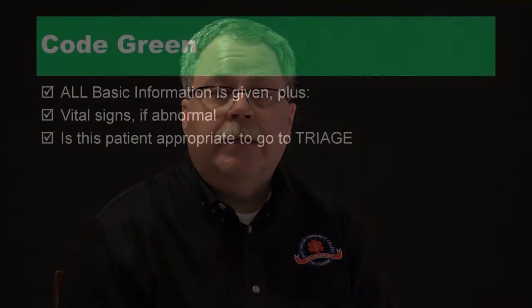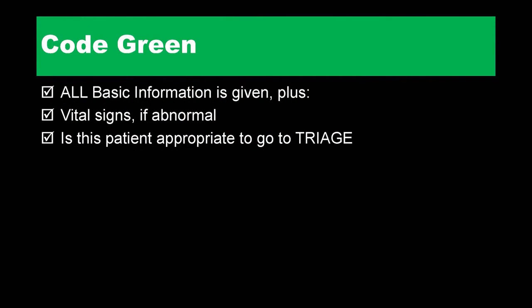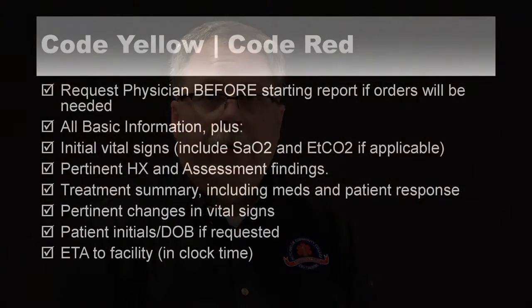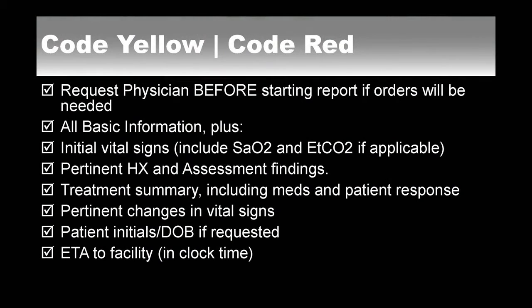For code greens, the script includes the initial basic information and really just two items. One, vital signs, only if they're abnormal, and two, whether the patient is okay for triage. For code yellow and red patients, the script is a bit more complex. However, the total time spent transmitting information should be kept to 1 minute or less. Here is the flow of the code yellow and red script beyond the initial basic information.